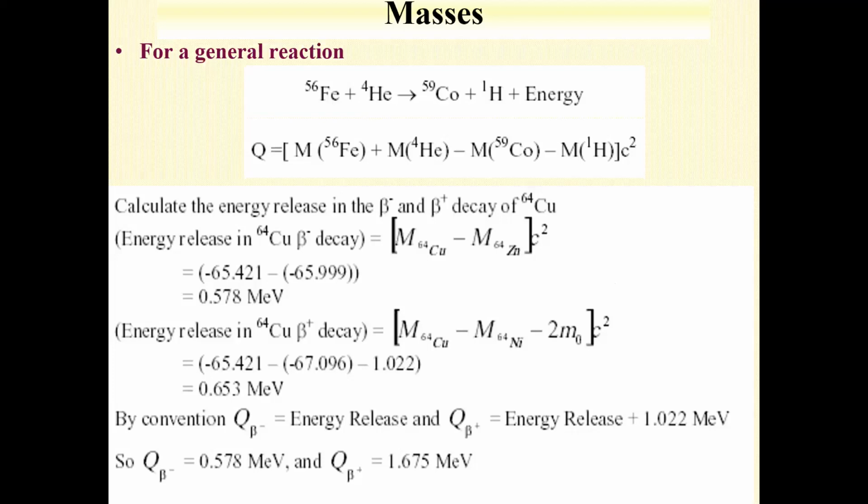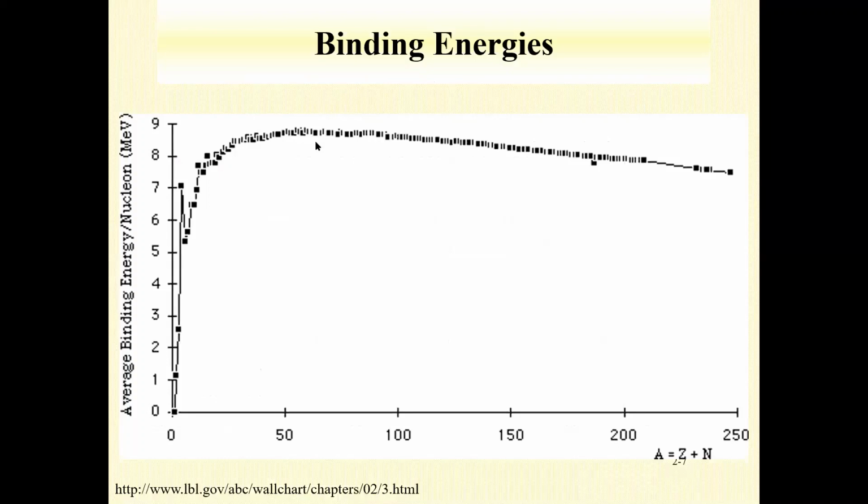So Q beta plus is 1.675 and Q beta minus is 0.578. So round it off, 0.6 MeV. That is 1.7 MeV at least. So the energy released in a beta plus decay is much higher than that in beta minus decay.